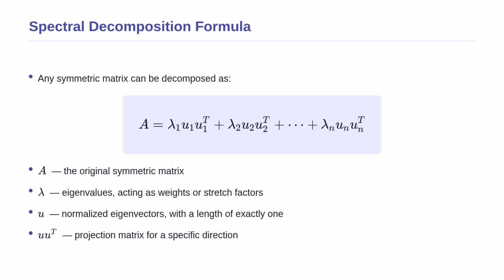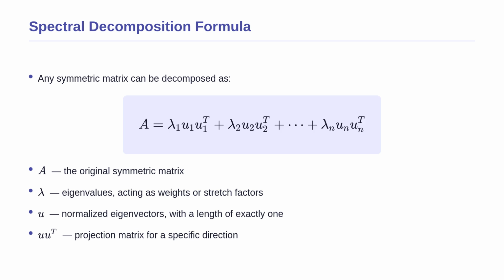This concept leads us directly to the spectral decomposition formula. Conceptually, this formula builds the full matrix out of its fundamental perpendicular directions. Let us break down the symbols. Capital A is our original symmetric matrix.